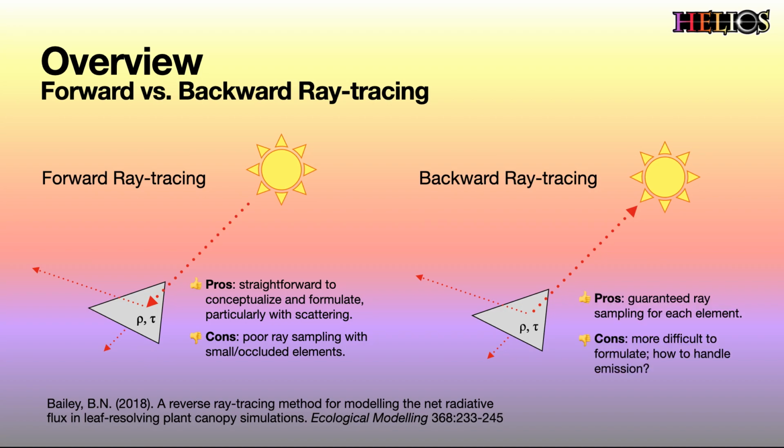So the advantages of this approach are that you get guaranteed ray sampling for each element, even if you have very small or occluded elements. Because you're launching your rays from the objects, it guarantees that they are adequately sampled. The downsides are that it's more difficult to formulate. It's more difficult to understand how it's working because you're not tracing in the natural direction as you would think about it for radiation propagation. It's more difficult to handle scattering, as I mentioned. And how do we handle emission if we want to calculate emitted radiation from these elements as well?